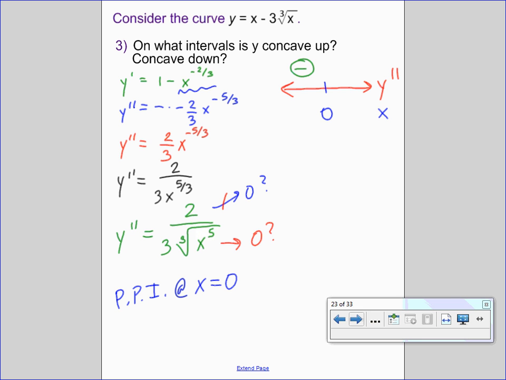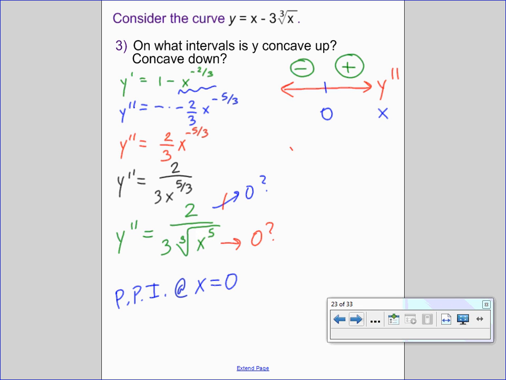X equals 1 would be a convenient x value to the right of. I'm getting 1 to the fifth is 1, cube root of 1 is 1, 2/3 is positive. I'm getting positive. So by golly, it looks like y is concave up on 0 to infinity, concave down on negative infinity to 0. All right, so let's answer the original question.